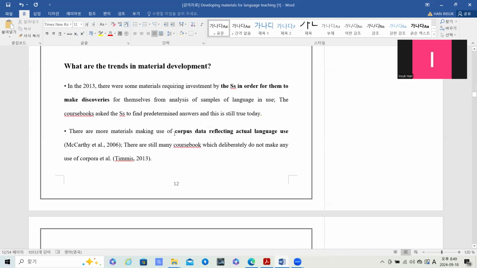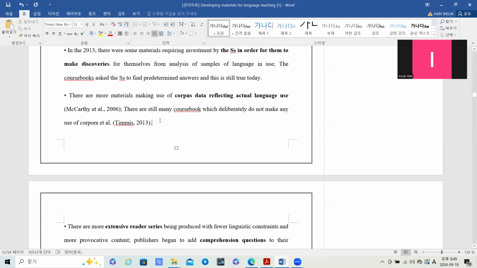So providing some corpus data to our students can help them use real life language or very natural expressions for their natural language communications. But there are still many coursebooks which deliberately do not make any use of corpora at all. Therefore, some coursebooks just provide very unnatural or not authentic expressions that sometimes do not sound natural to native speakers.